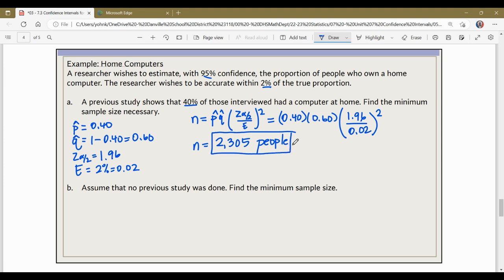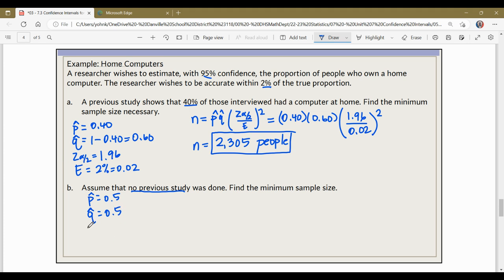So I would need to interview 2,305 people in order to be 95% confident that the true proportion is within 2%. That's my wiggle room on each side. All right, part B, assume that no previous study was done and find the minimum sample size. So no previous study was done means that our p hat is 0.5. That means our q hat is also 0.5.